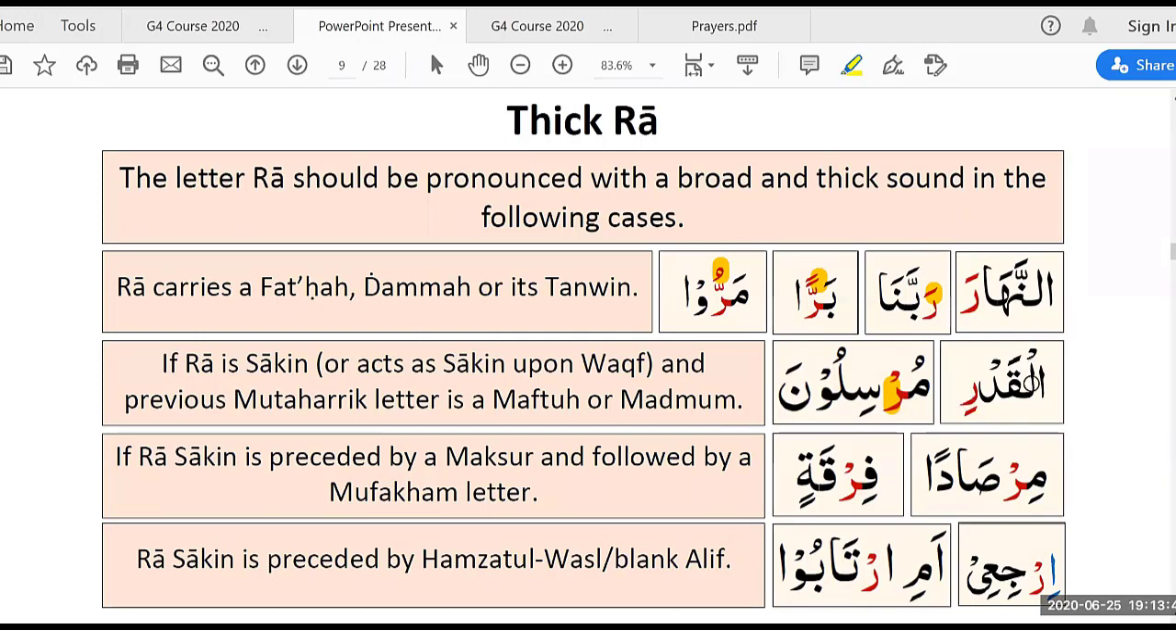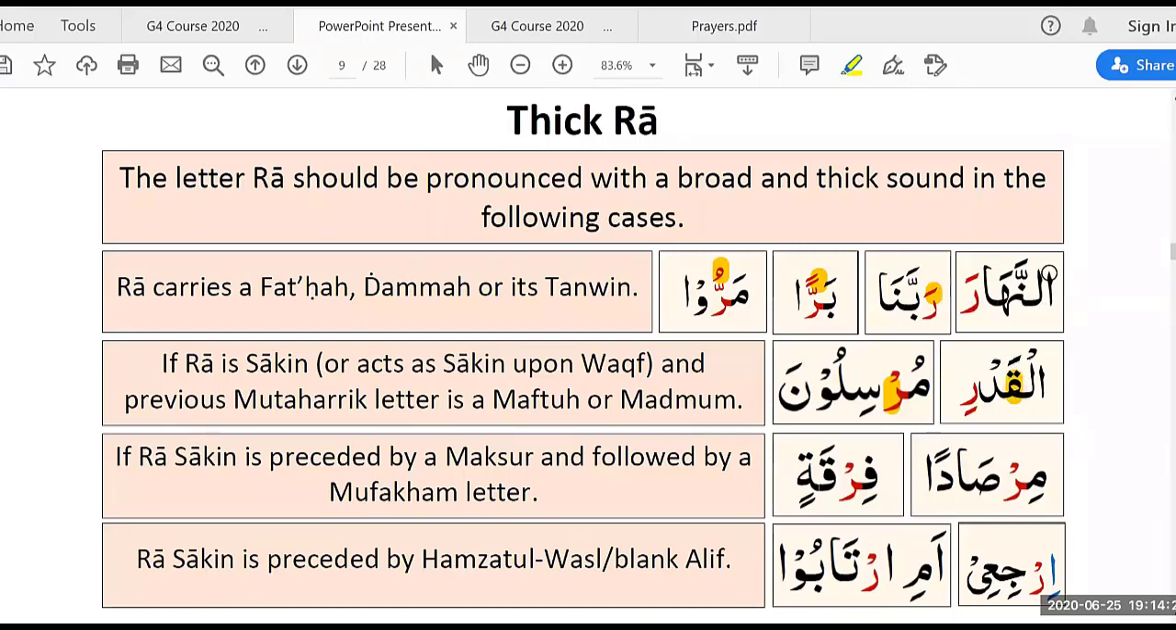So in this example, we have al-qadri. This is the original word. However, although originally ra has kasra, when we pause on this word, so this is from Surah Al-Qadr, when we pause at the end of the verse on this word, the ra will take a temporary sukoon and it will become Al-Qadr. So in that case, the ra is also going to be thick because the previous mutaharrik letter is carrying a fatha.